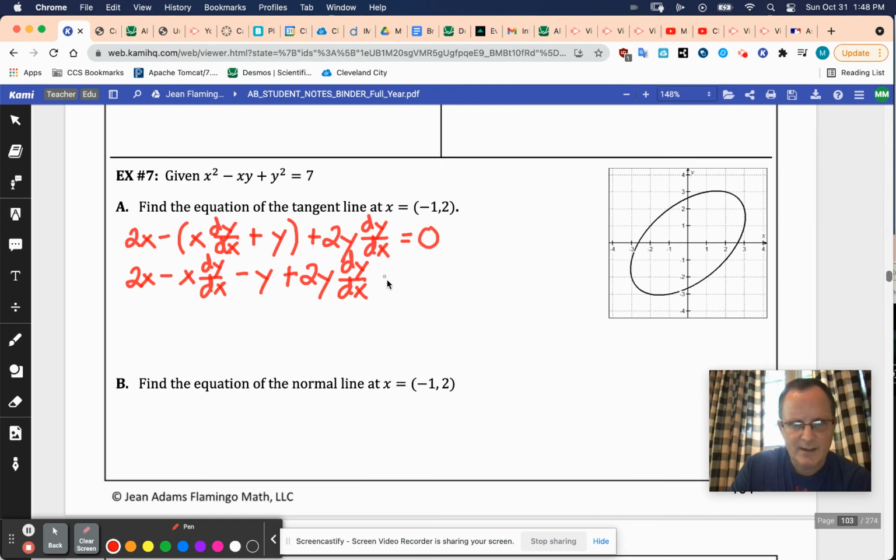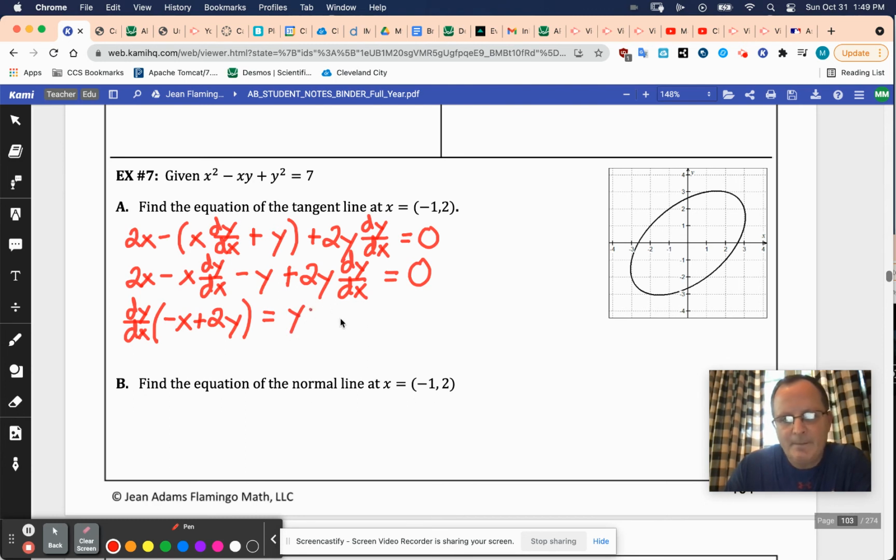Okay, so again, a step you probably could have skipped, but let's gather and go ahead and factor. So on the left-hand side, I'll have dy/dx times negative x plus 2y. And then the other two terms do not have a dy/dx, so they're going to the other side, and that'll be y minus 2x, something like that.